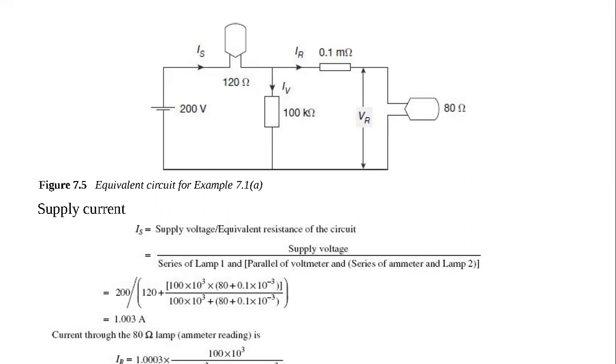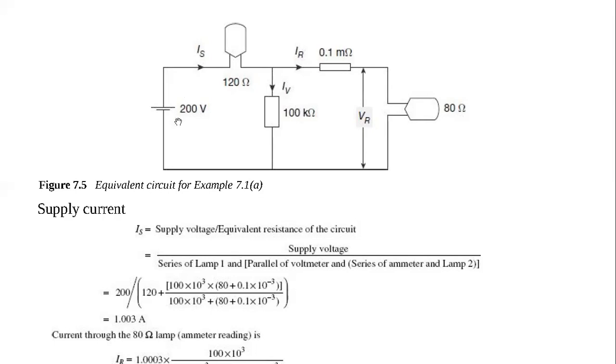If current is dividing, then that means they are in parallel. If the current is flowing in a uniform direction, then the connection is in series, because we know current in a series connection is the same, but the current in a parallel connection is not the same.